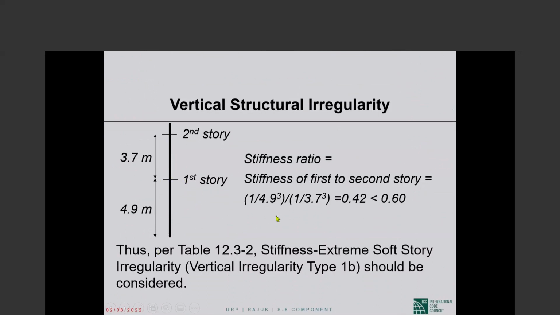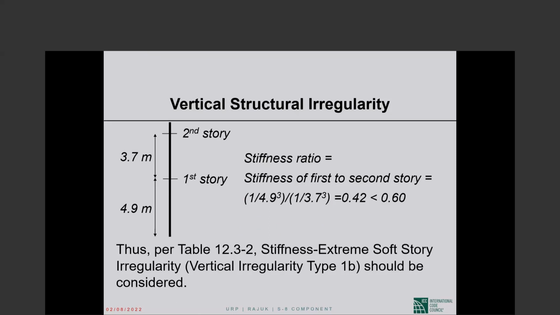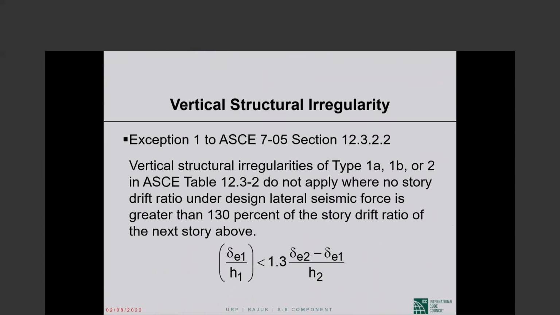So the stiffness ratio is 1 over 4.9 cubed and 1 over 3.7 meters cubed. And that is 0.42. And that being less than 0.6, we have an extreme irregularity, type 1B. Okay, so we have vertical irregularity type 1B, which will require dynamic analysis. Okay.